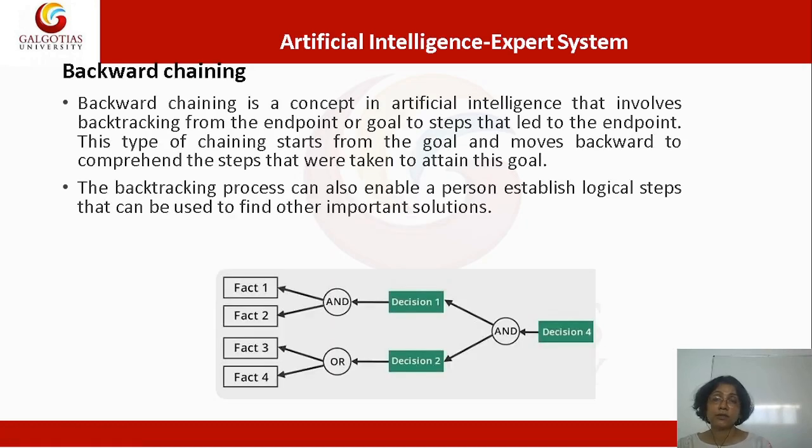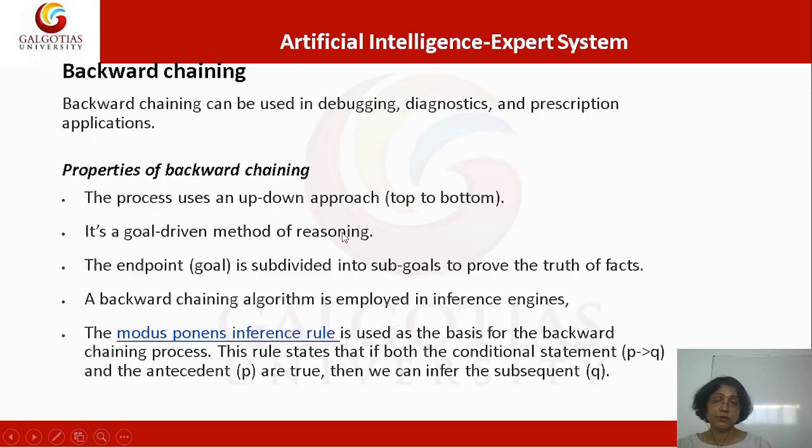Backward chaining, you can consider as a concept in artificial intelligence that involves backtracking from the endpoint or goal to the steps that led to the endpoint. We start from the decision and we can come up to the root fact. This type of chaining starts from the goal and moves backward to comprehend the steps that were taken to reach this goal. The backtracking process also enables a person to establish logical steps that can be used to find other important solutions. Backward chaining can be used in debugging, diagnostic, and prescription applications.